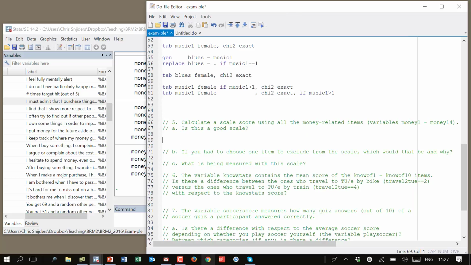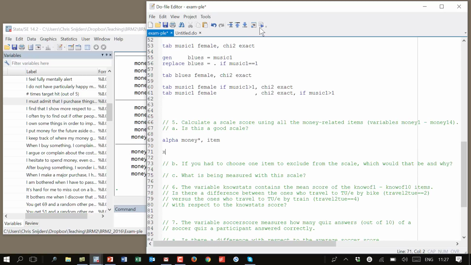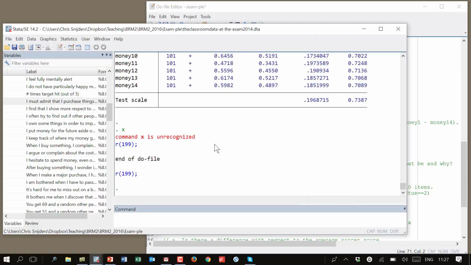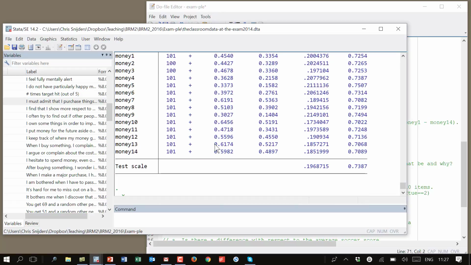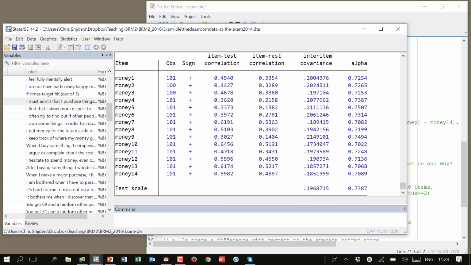So let's give that a shot. And okay, first question: is this a good scale? Well, 0.74, that's not too bad. It's not exactly great, but certainly good enough to continue working with.